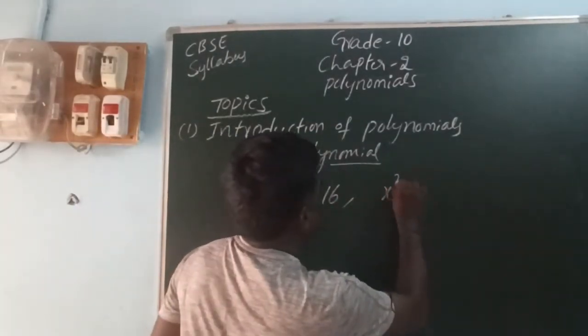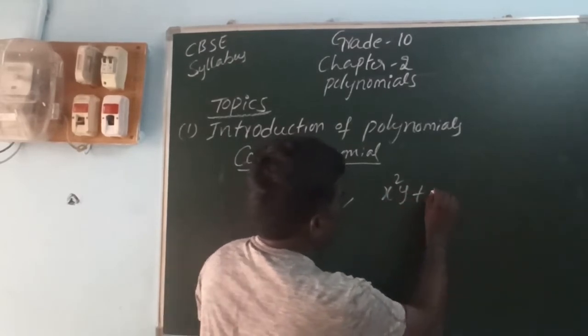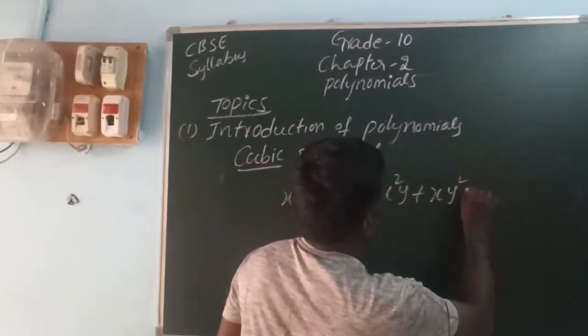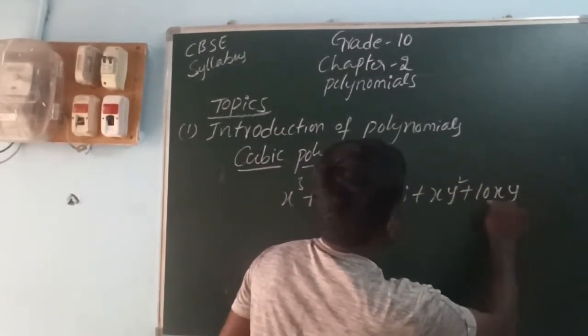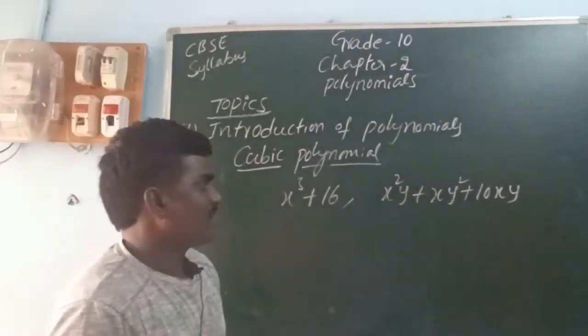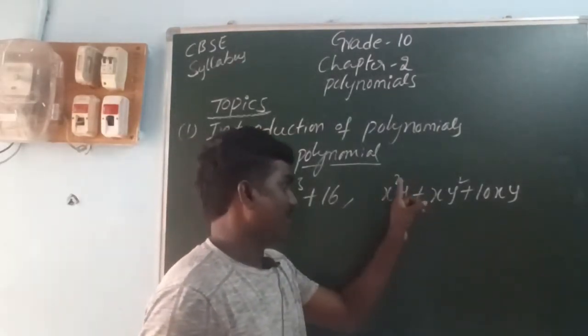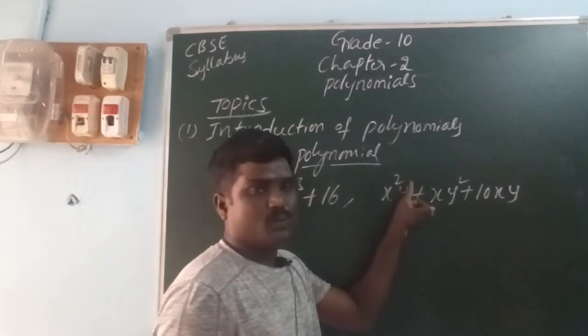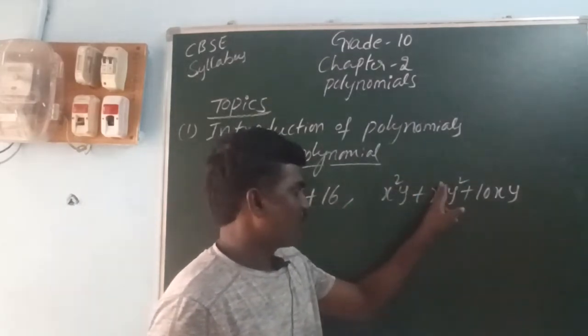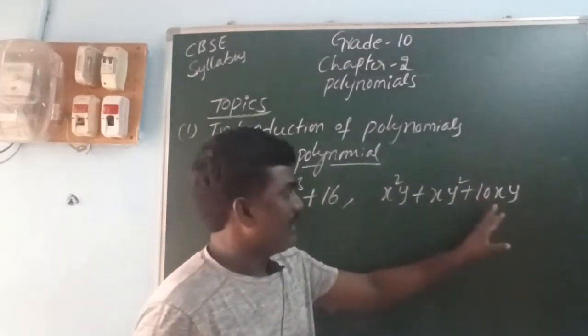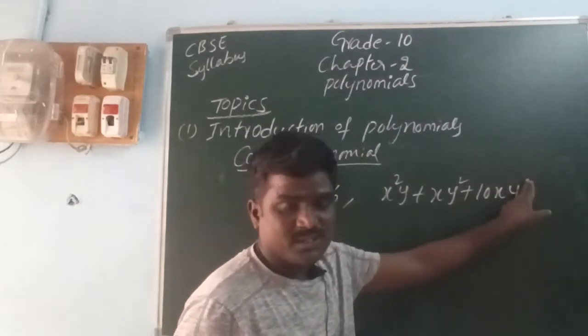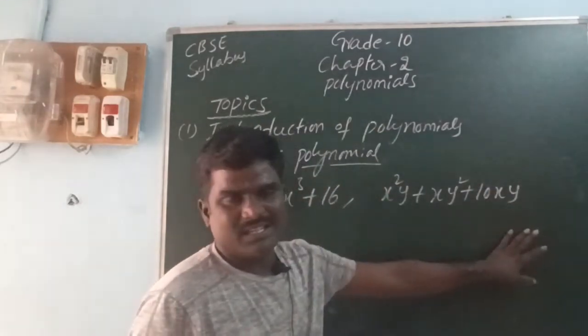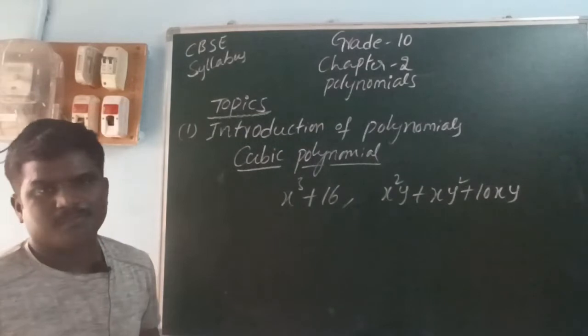Next we take x square y plus x y square plus 10xy. How many terms are there? 3 terms. First term degree, here how much? 3: x power is 2, y power is 1, 2 plus 1 is 3. Next, x power 1, y power 2, 1 plus 2 is 3. Here x power 1, y power is 1. So what is the highest degree? 3. So this polynomial is called a cubic polynomial.